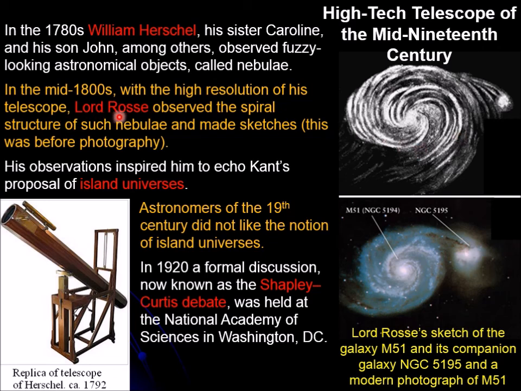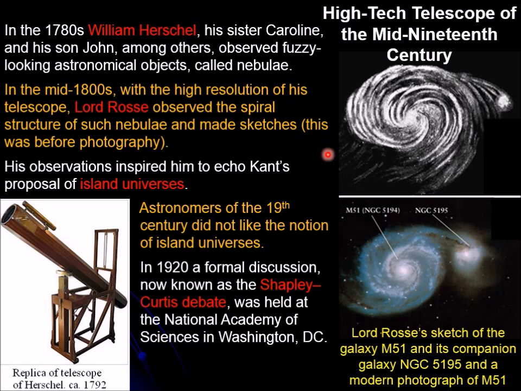This was before the invention of photography, so he had to make sketches, and the sketches looked like this. And now we know that indeed he was looking at this. So you can see the resemblance. The question that he brought up for discussion was, is this part of our own Milky Way, or is this outside our own Milky Way? Are we the whole universe, or does the universe contain more galaxies like ours?